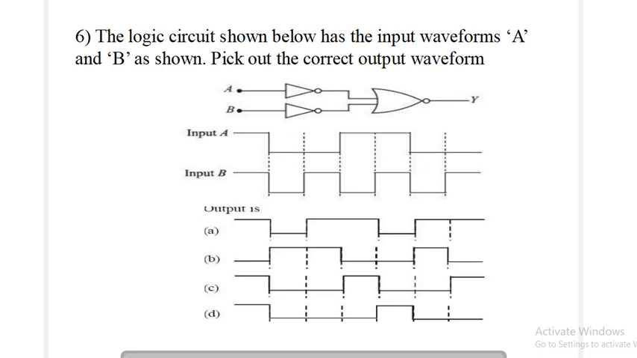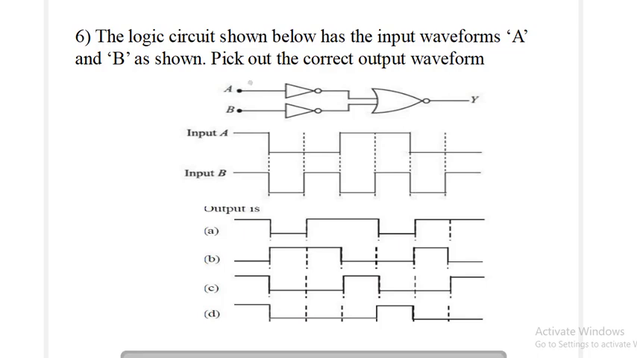Next we come to question number 6. The logic circuit shown below has the input waveforms A and B as shown. Pick out the correct output waveform. So we are given A and B. These inputs A and B are applied to NOT gates and then to a NOR gate. So it is better if you can solve this first.